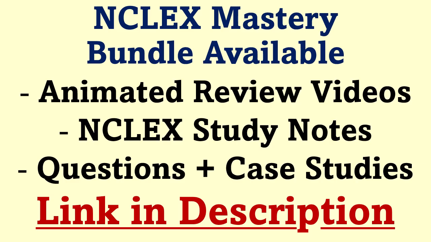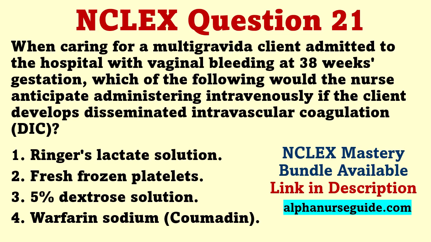Back to the questions. When caring for a multigravida client admitted to the hospital with vaginal bleeding at 38 weeks gestation, which of the following would the nurse anticipate administering intravenously if the client develops disseminated intravascular coagulation? 1. Ringer's lactate solution. 2. Fresh frozen platelets. 3. 5% dextrose solution. 4. Warfarin sodium. The correct answer is 2.